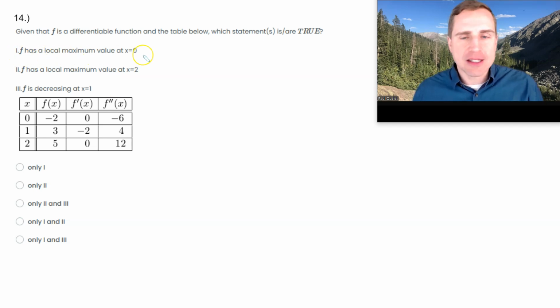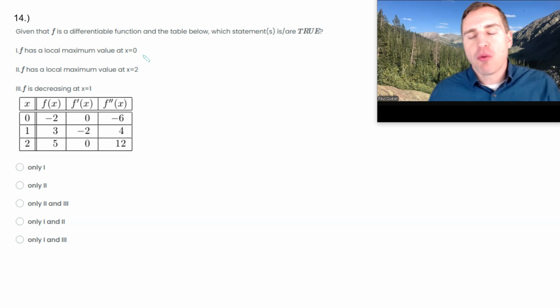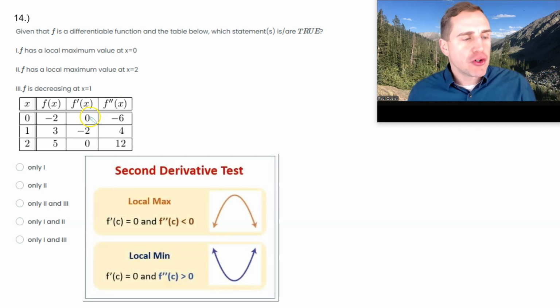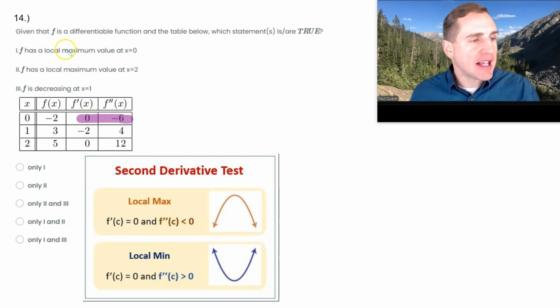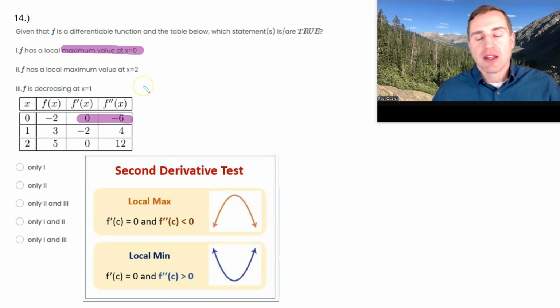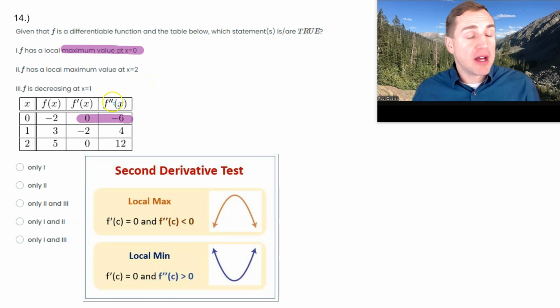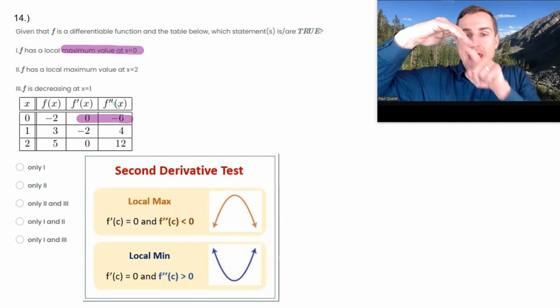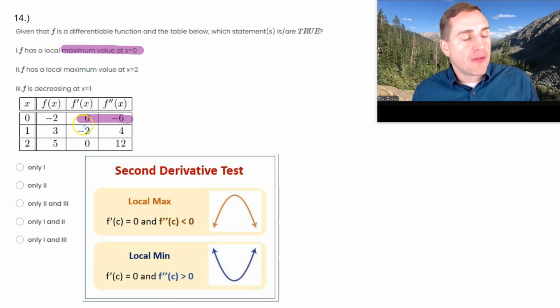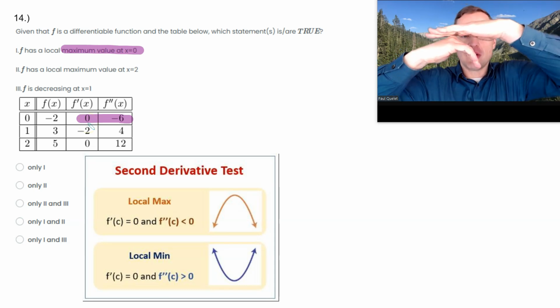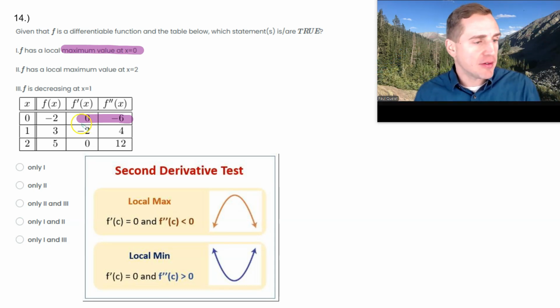F has a local maximum value at x equals 0. So if we were at x equals 0, then the first derivative would need to be 0, and the second derivative would need to be negative. Well, that's true. That's exactly what we see here. So indeed, this is exactly where the maximum value is at x equals 0, because again, at a maximum point, you've got negative concavity, and the first derivative is 0 because that's a horizontal slope of the tangent line. Okay, so I would say definitely number 1 is true.